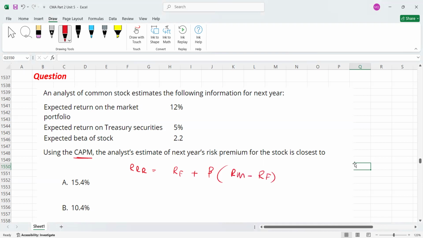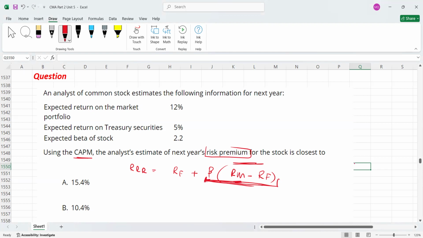This is the question. Now, if you look here, they're saying using the CAPM, the analyst estimates the next year's risk premium. It's not the market risk premium. I told you this portion is called market risk premium. But this portion including beta is called risk premium. Now you have to calculate the risk premium for the stock, okay? So how will you calculate it? You need a beta value, you need a return on market, and you need a risk-free return.